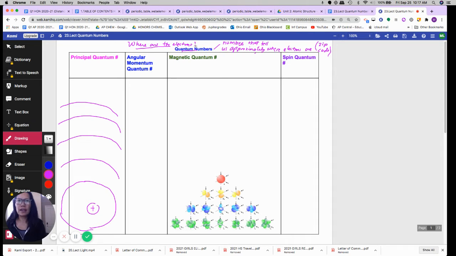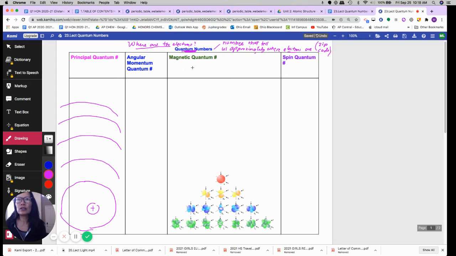Where are the electrons? Quantum numbers are numbers that will help describe where they are. It's like a zip code. Like our zip code is 91915 at Eastlake High School. It tells us what state we're in and that we're in Chula Vista, specifically in Eastlake. Here, quantum numbers tell us approximately where the electrons are.